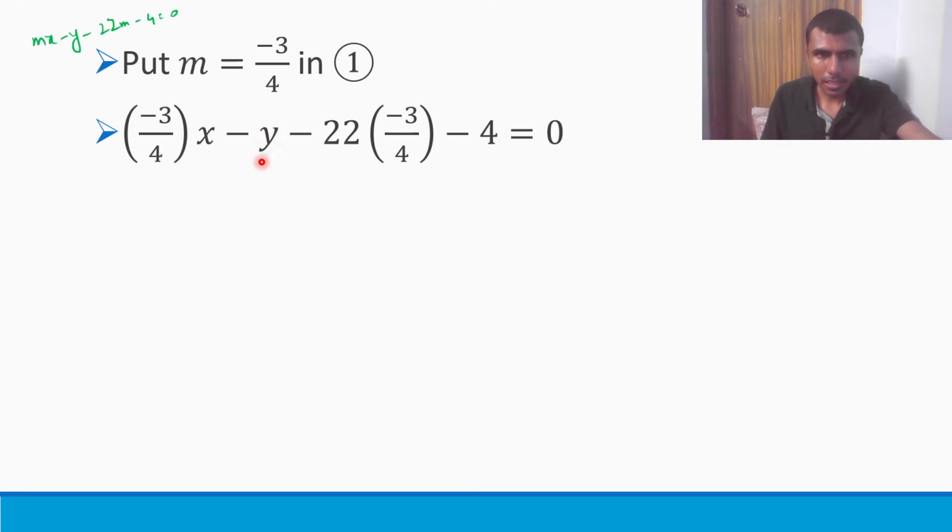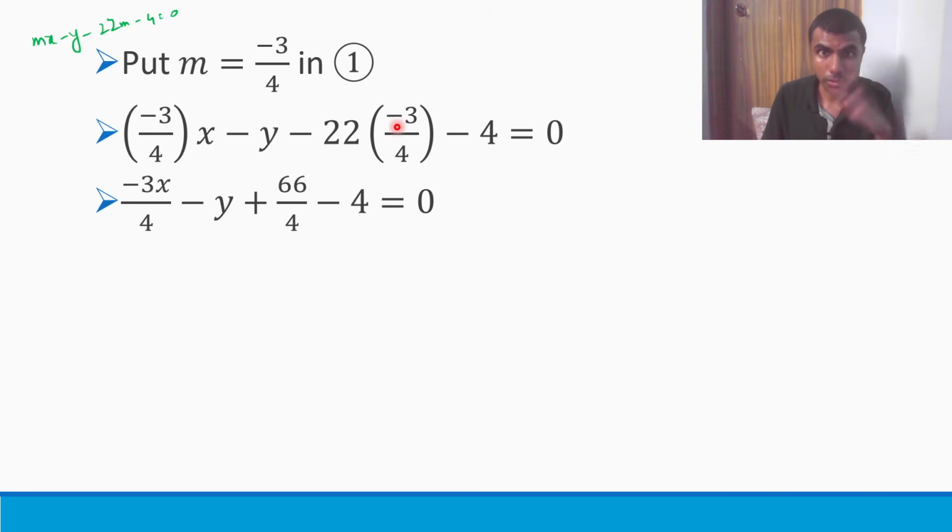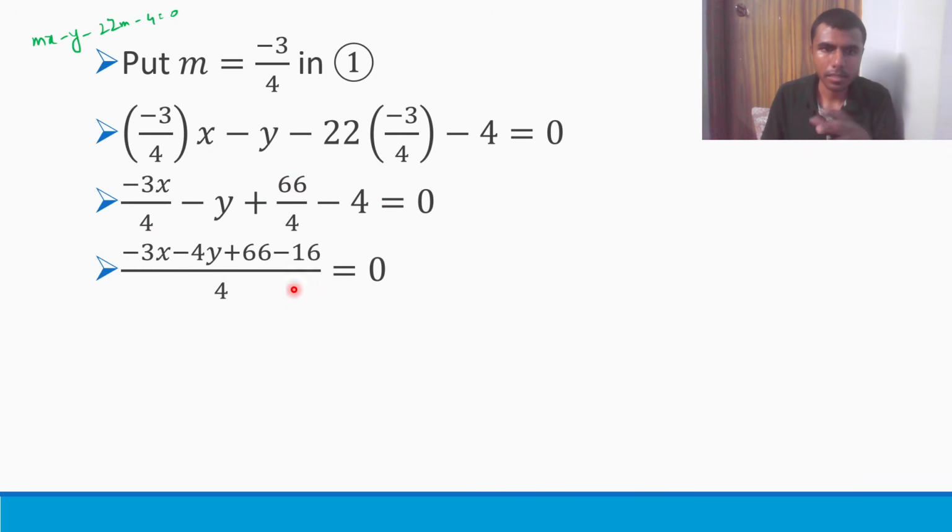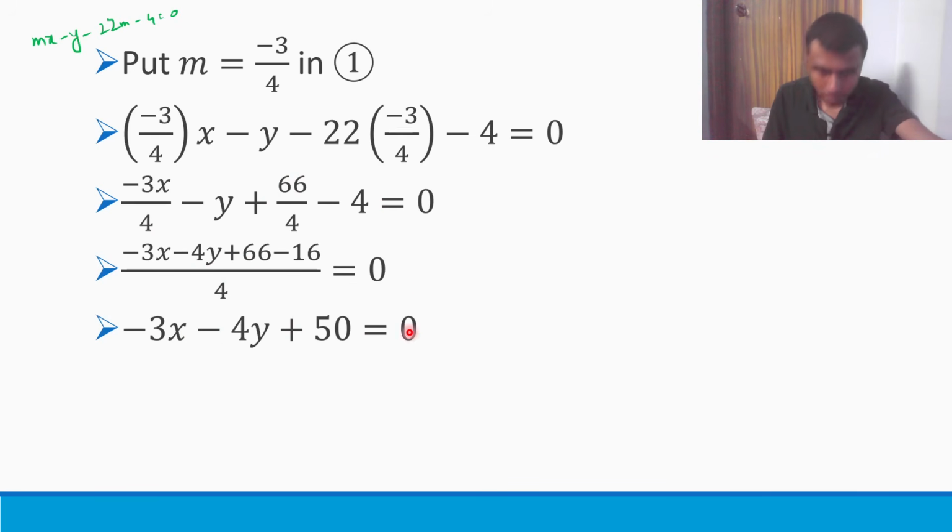Basic simplification: minus 3x by 4. Minus 22 into minus 3 is plus 66. Now take LCM: minus 3x and minus 16. If you solve, you will get this. Take minus, multiply by minus.